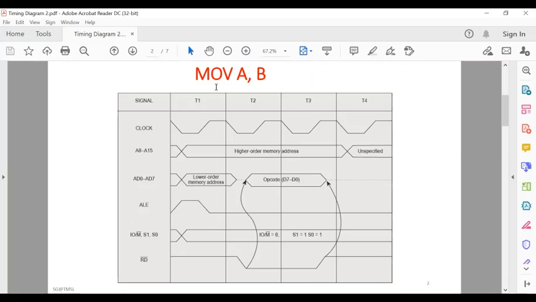Now in this case, if you have pen and paper with you, you can write it down: assume move A comma B is stored in the 8000 memory location. So what will be the memory address for this instruction? This will be here, this will be 00 and this will be 80.